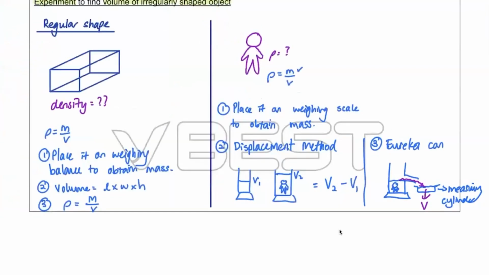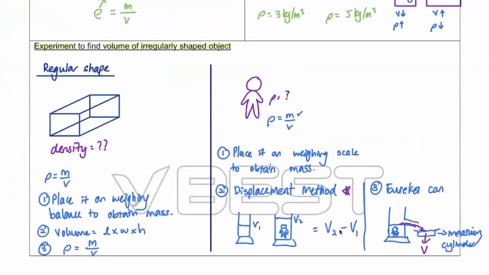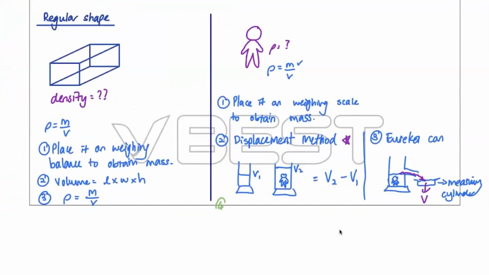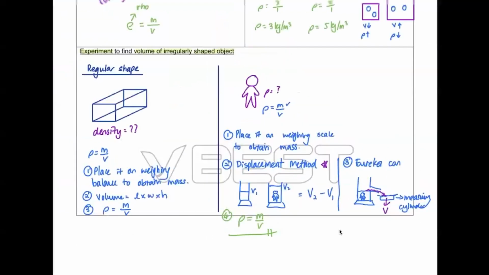So there are two methods. For me, I prefer the displacement method. More things to write in exam. So from here, volume obtained. Then the last step, density equals mass over volume. Done. Because you obtain the mass and you have the volume. Is that okay for all of you? In exam, they'll ask you to describe, 4 marks.